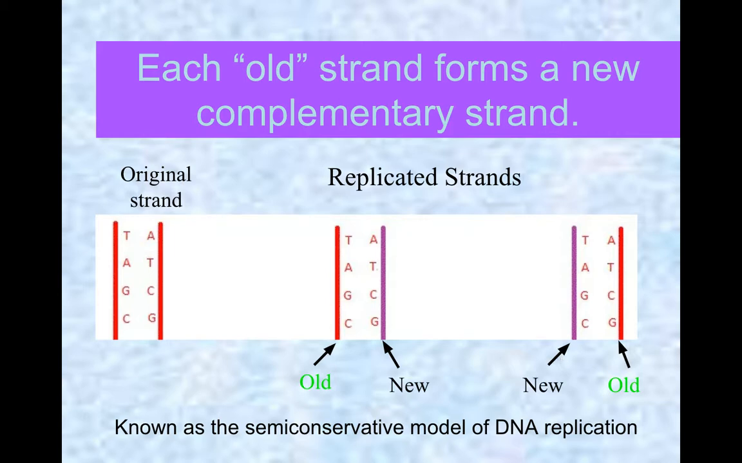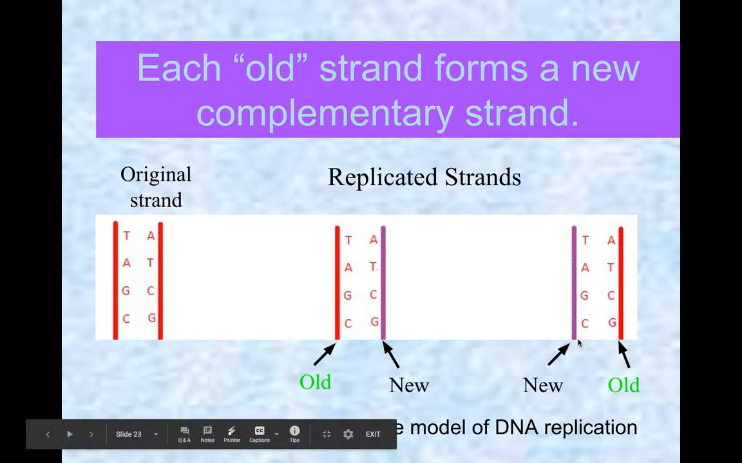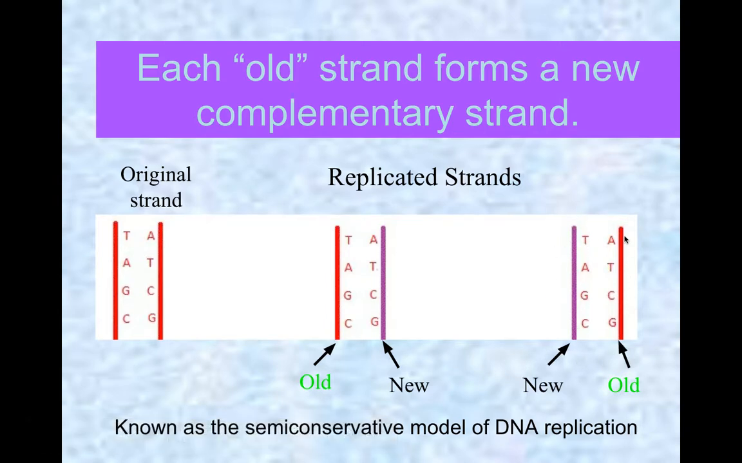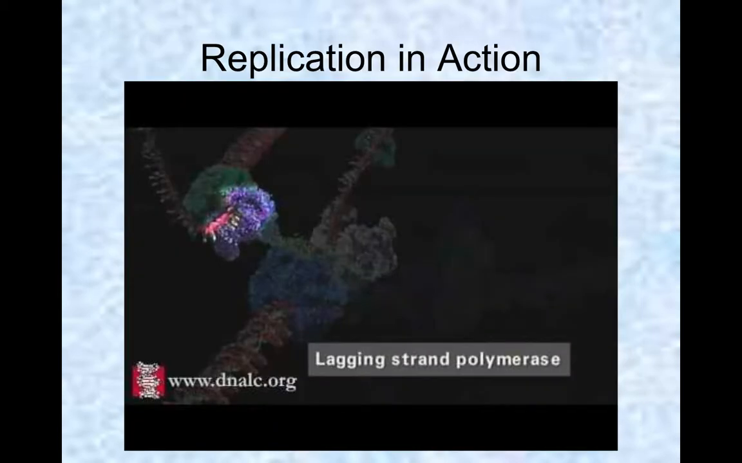How do they compare to the original? Well, each new molecule, the whole molecule here, is made up of one original strand and one newly synthesized strand. We call this the semi-conservative model of DNA replication. And the reason we call it this, semi meaning half, conservative meaning save. So we are saving half of the original molecule, right here. Here's half and here's half. We're saving half of the original molecule in each new DNA molecule.